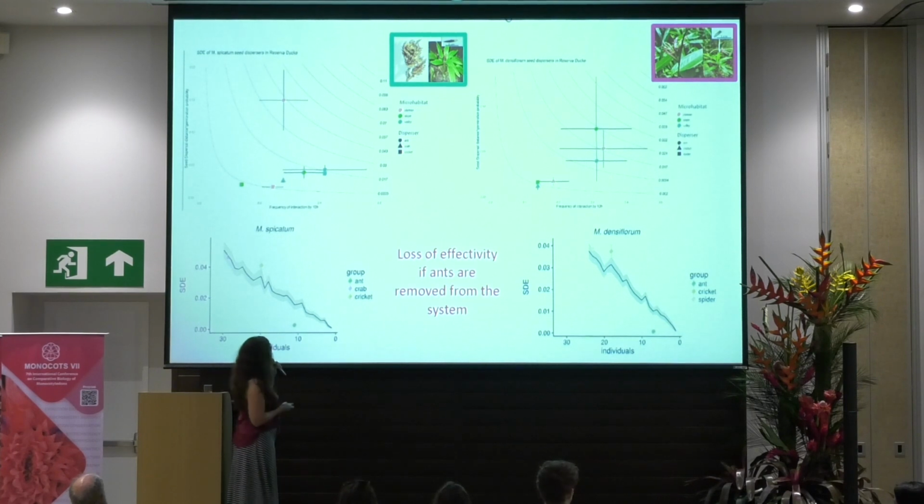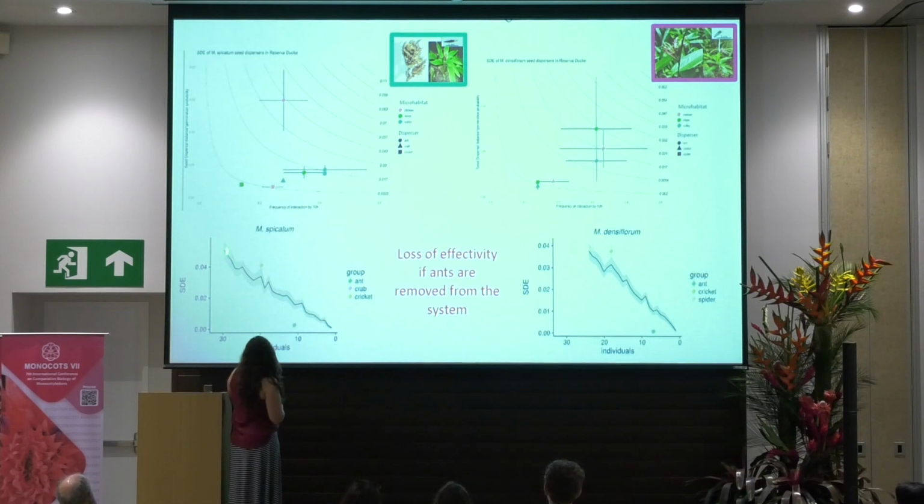So here are our landscapes for those small seeds, Marantaceae. We can see that there is difference in effectiveness for different types of microhabitats. The colors are different microhabitats, and the symbols are different groups of seed dispersers. Here we can see that all the circles are ants, and in all cases, because those are the small ones, ants are the most effective seed dispersers independent of the environment.